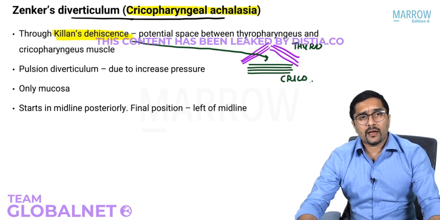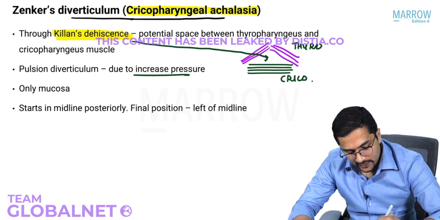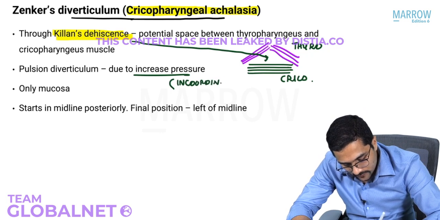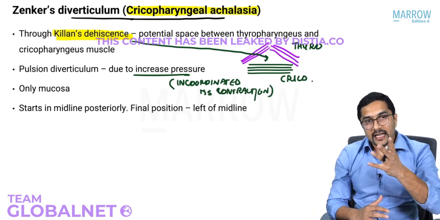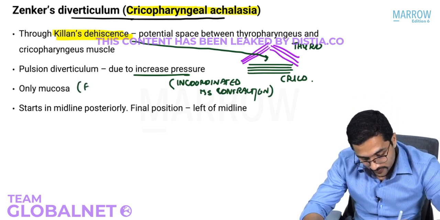And this diverticulum comes out due to increased pressure. And why does increased pressure occur? Increased pressure occurs because of discoordinated muscle contraction. So because of discoordinated muscle contraction, there is increased pressure which is generated, and that's when the mucosa out-pouches and it is a false diverticulum.